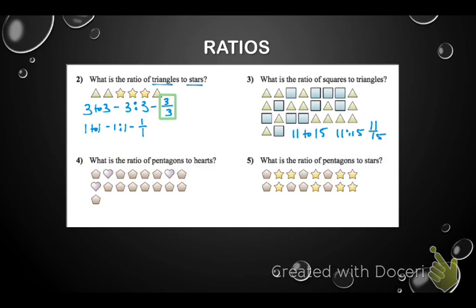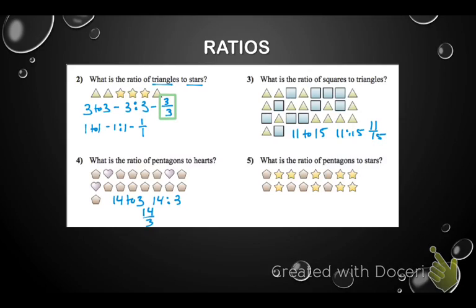Moving on, what is the ratio of pentagons to hearts? Well, count how many pentagons you have. You have 14 of them. Whew, 14, and we're going to compare it to hearts. So it's 14. How many hearts do we have? We have 3. 14 to 3. Write it in all three ways. And finally, the last way, 14 over 3. That's the answer to that one.